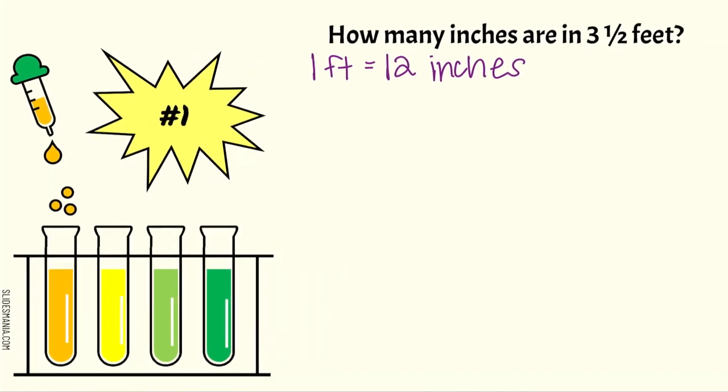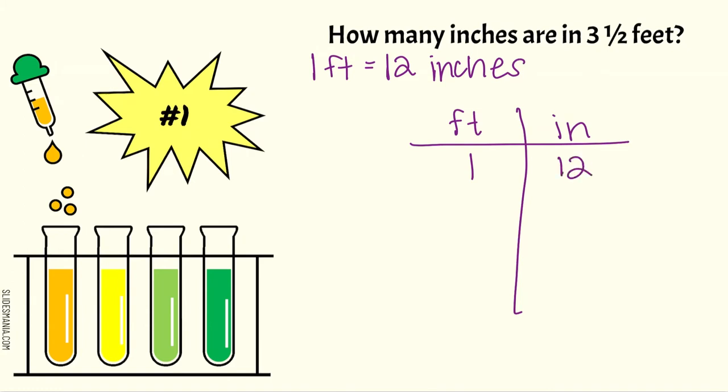So if I know that 1 foot is equal to 12 inches, I'm going to make a ratio table. Now I'm going to label it with what I'm converting. So I'm converting between feet and inches. And I'm going to put the ratio that I know. Well, I know the conversion factor of 1 foot is equal to 12 inches. Well, now I'm going to put what I'm trying to find. I'm trying to find how many inches there are in 3 1/2 feet.